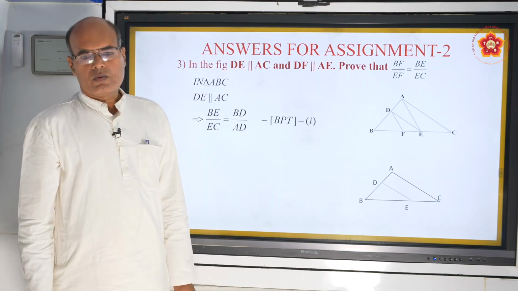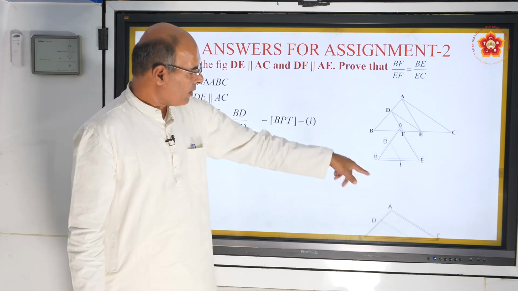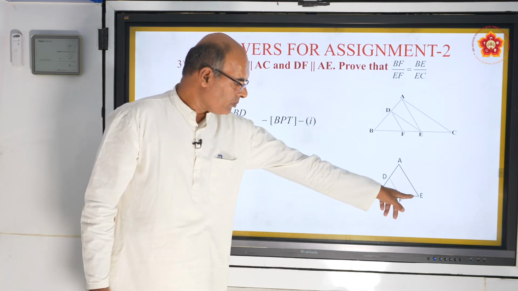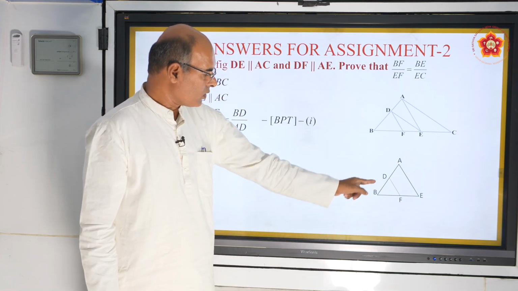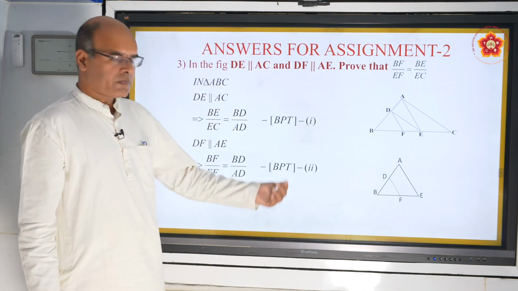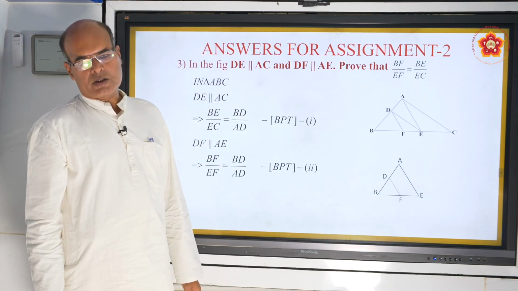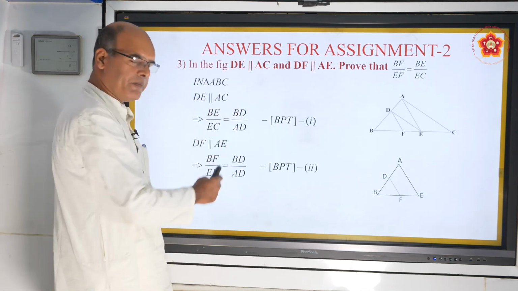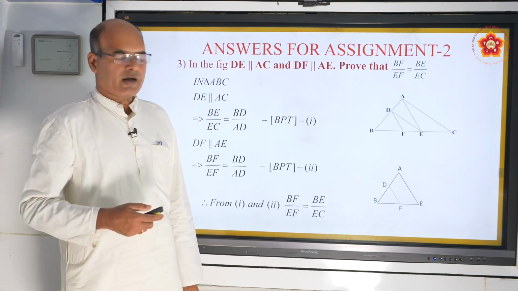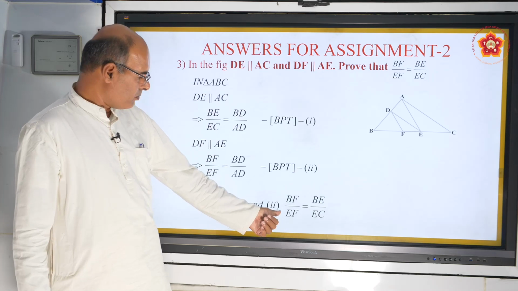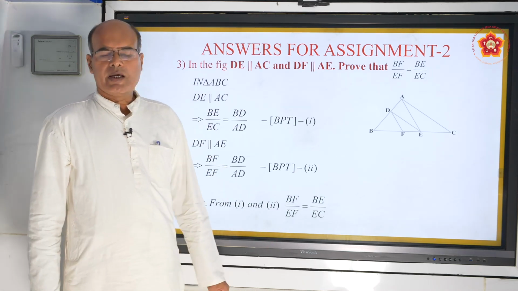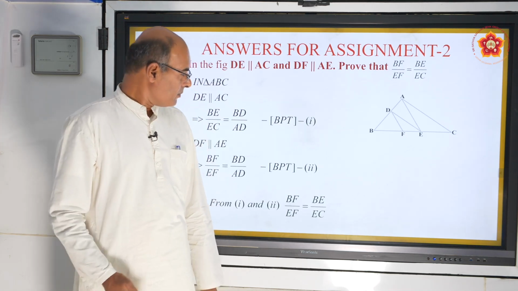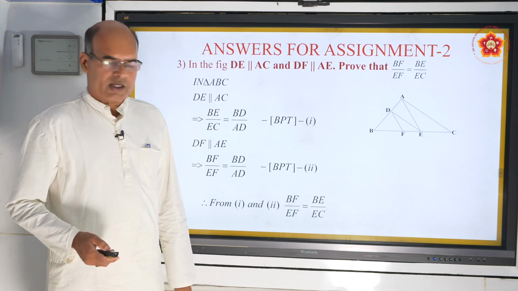Let it be equation 1. Take another triangle, triangle ABE. Here DF is parallel to AE. Therefore BF by FE is equal to BD by AD. Look here. So you get the second equation. Compare the equations. In both the equations, the right hand side is BD by AD. Things which are equal to the same thing are equal. Therefore, BF by EF is equal to BE by EC. So you have done it. Now let us go to today's video.